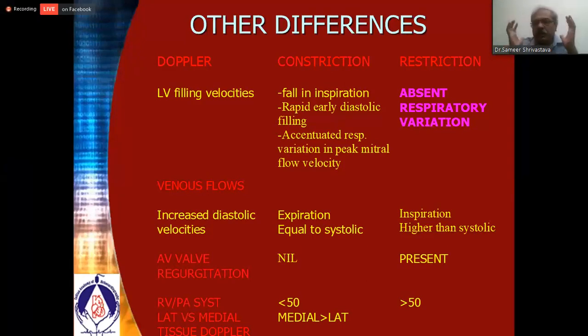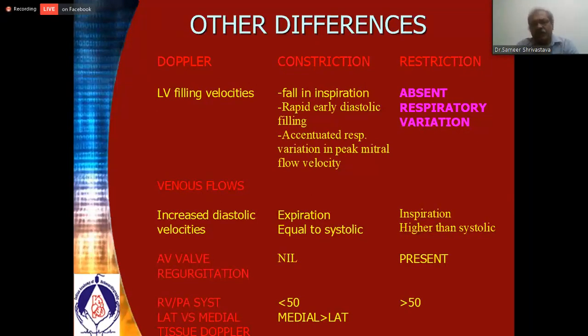So there is a tissue Doppler. Normally, if you see the tissue Dopplers of medial versus lateral, you'll always find that the lateral is more than the medial. But here, because of the caging effect of the pericardium, the lateral tissue Dopplers are truncated and medial becomes higher. This is a reverse phenomenon, and this favors constriction. So this is an easy way to find out constriction.